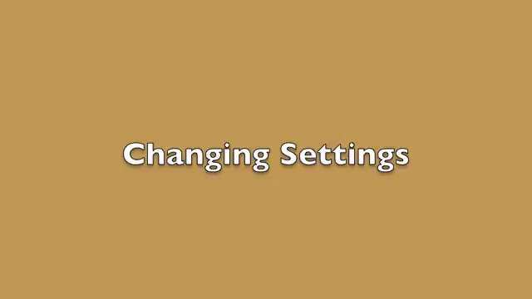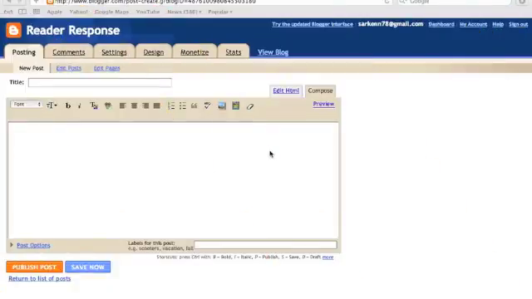Changing settings. In the blog that I created, Reader Response, I am the only author of the blog. Therefore, I am the only person that can create posts in this blog. If you have created a classroom blog, or if your students are working in small reading groups, and more than one student needs to be able to post, you will need to add authors to the blog. In order to add authors to the blog, you will click on the Settings tab, which is located at the top of the page.